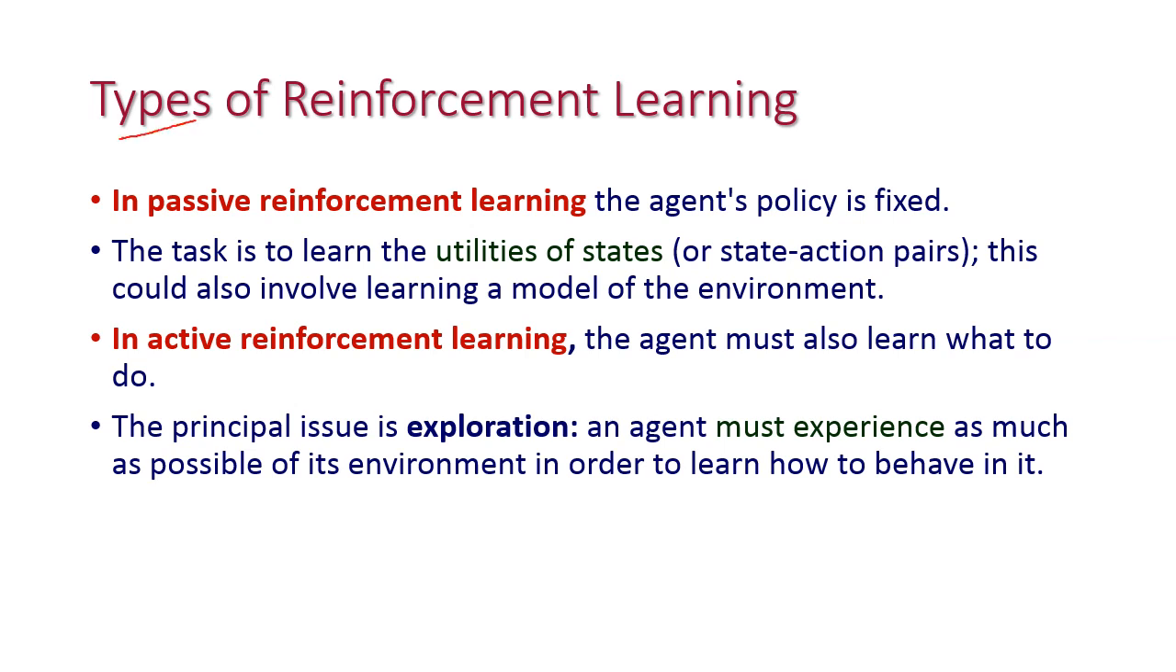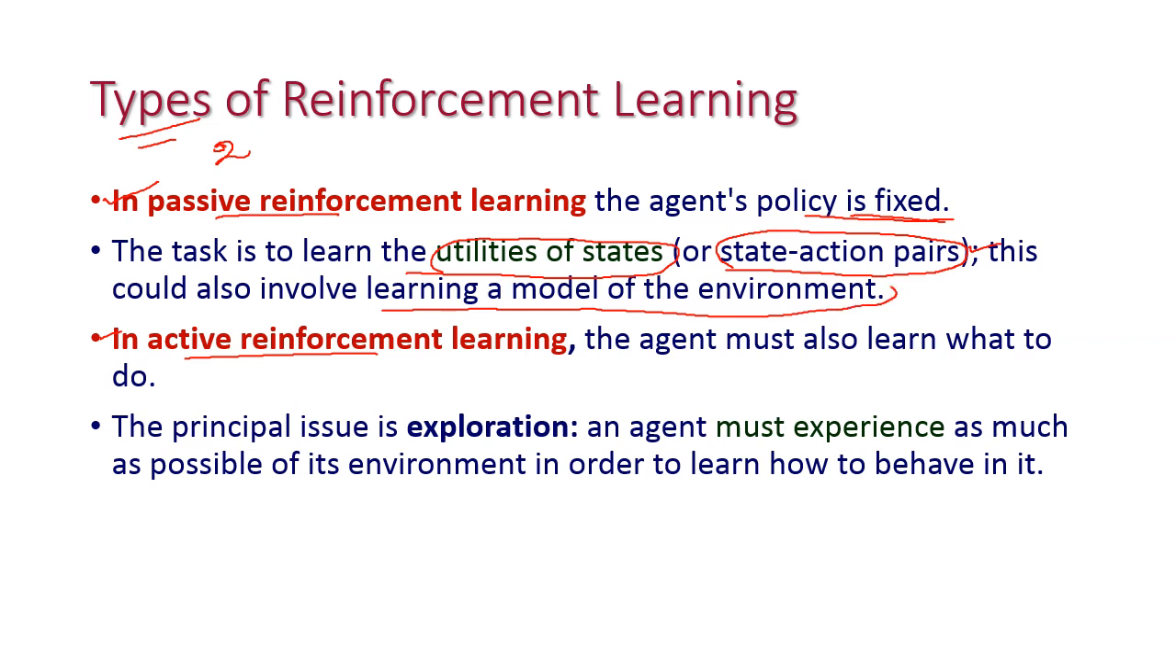Here we have two different types of reinforcement learning. The first one is passive reinforcement learning and the second one is active reinforcement learning. In passive reinforcement learning, the policy is fixed. Here the agent should learn the utility of states, otherwise the best state and action pair for the current state, which could also involve learning a model of the environment. So in passive reinforcement learning, we need to select the best state-action pair on every state.